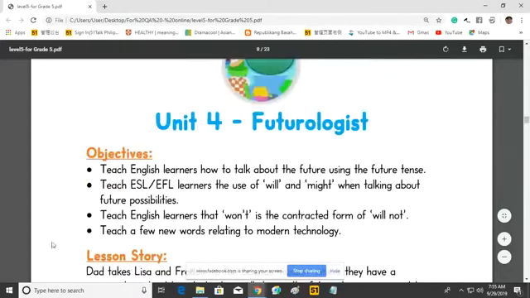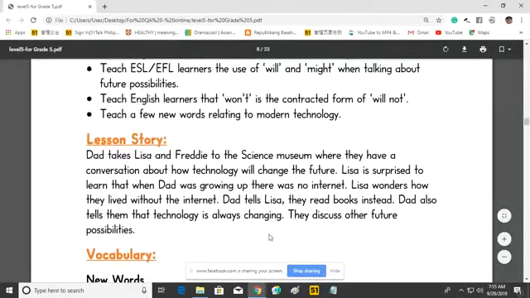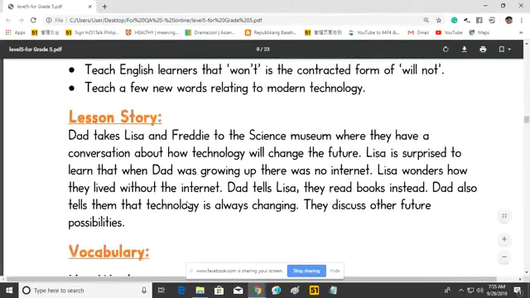So now let's try to read the lesson story. Wow, beautiful. So this is the lesson story that we are going to learn today. And this is about Dad, Lisa, and Freddy. So they are the characters of our story. So let's read it. You can also try to read it in your home, okay?